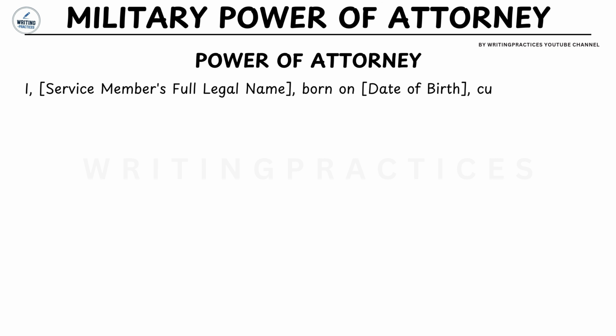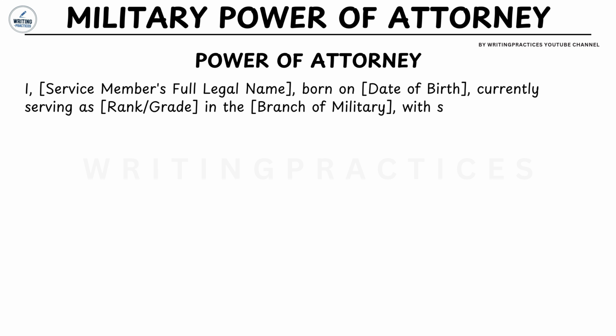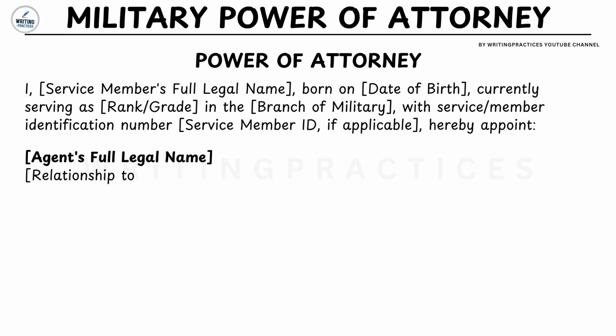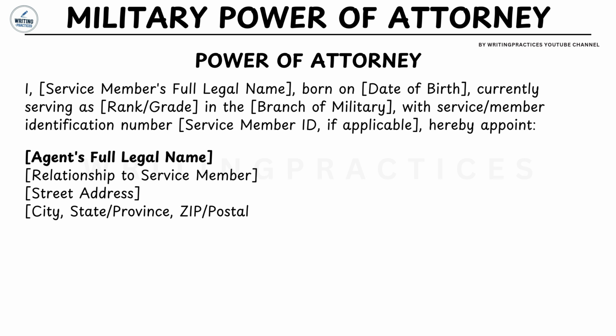The first part identifies the person who is granting the power of attorney. The full sample is, I, Michael James Carter, born on March 14, 1992, currently serving as captain in the United States Army, with service member identification number 482739196, hereby appoint. This section identifies the principal, which in this example is the service member.